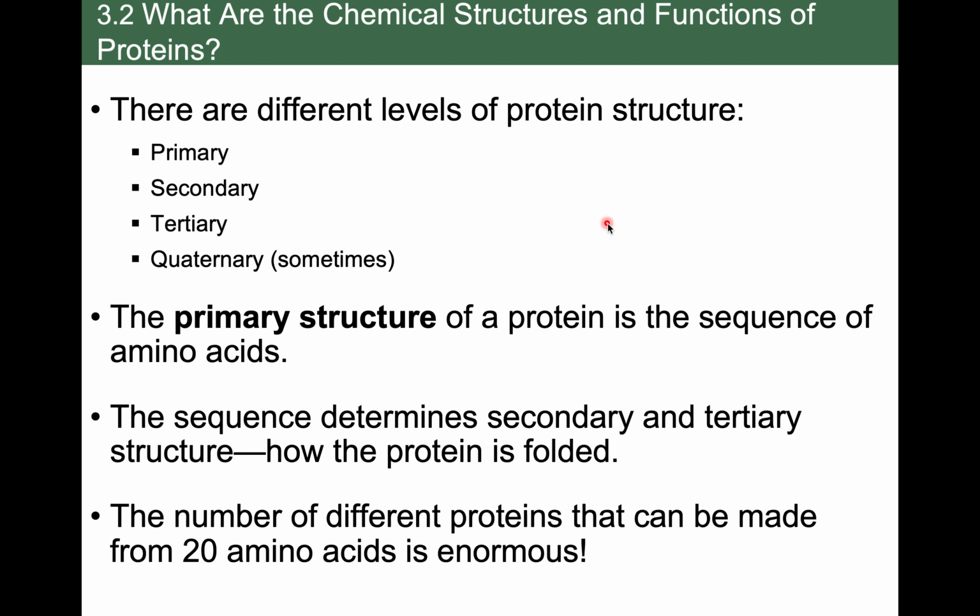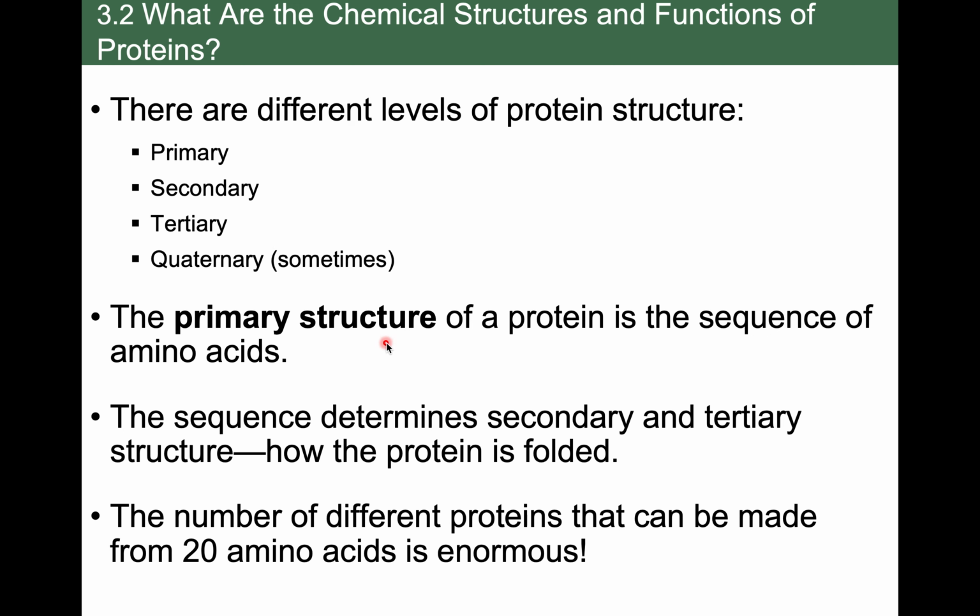And so that folded shape is so important in terms of the function of that protein that biochemists actually have these different levels of protein folding or different levels of protein structure. And so I wanted to walk you through these quickly, but they're called the primary structure, secondary, tertiary, or quaternary structure of proteins. So what do these terms mean?